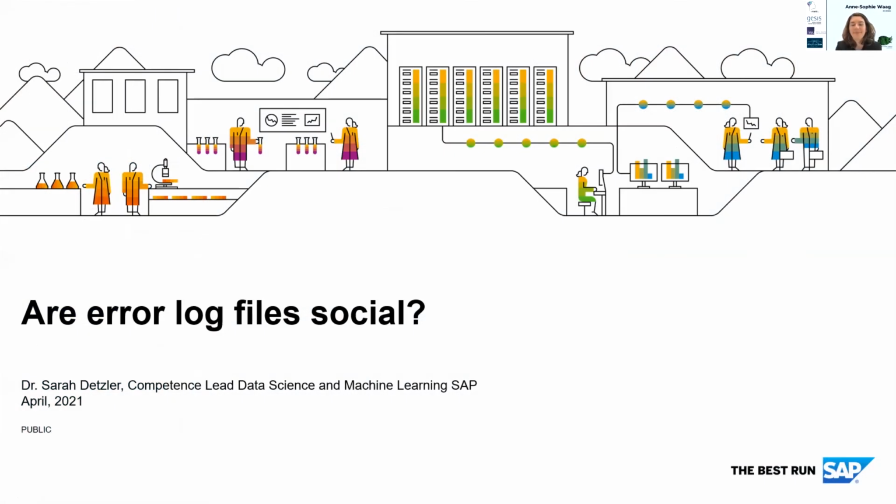Yeah, I thought I would use the chance and talk a little bit about my daily life as a data scientist and one of the typical projects that we basically have every day. And as you can see, I have a quite fancy title, Competence Lead, Data Science and Machine Learning. Maybe I'll tell you in one sentence what this actually means.